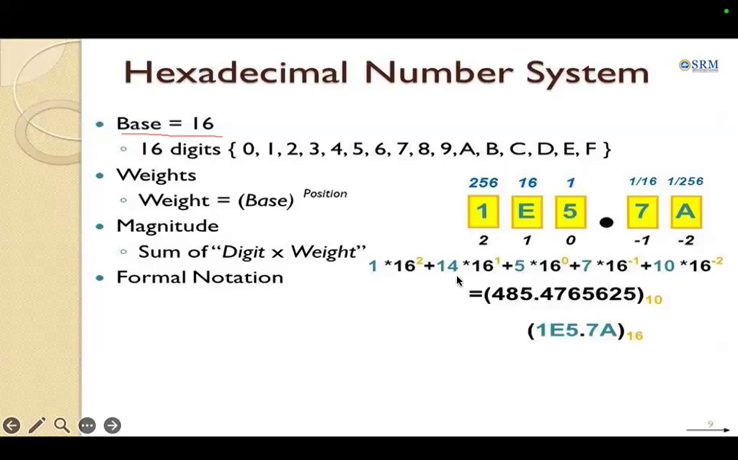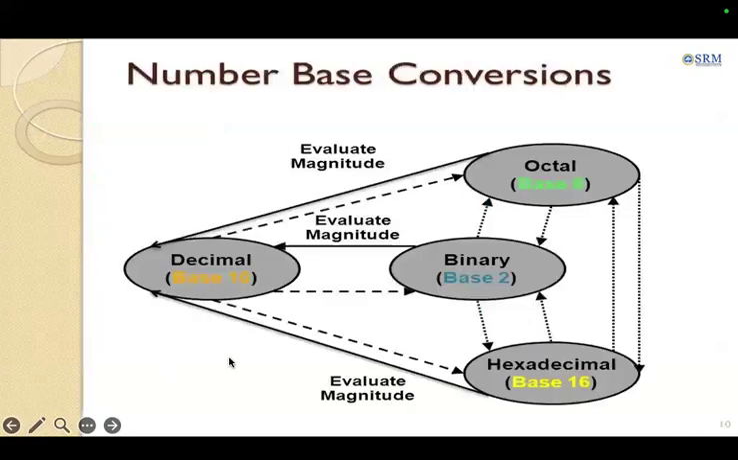So if you write all this expansion, add it and simplify, you will get the value. This is the equivalent decimal number for the hexadecimal number of this particular value. So this is one simple procedure to convert between number systems.